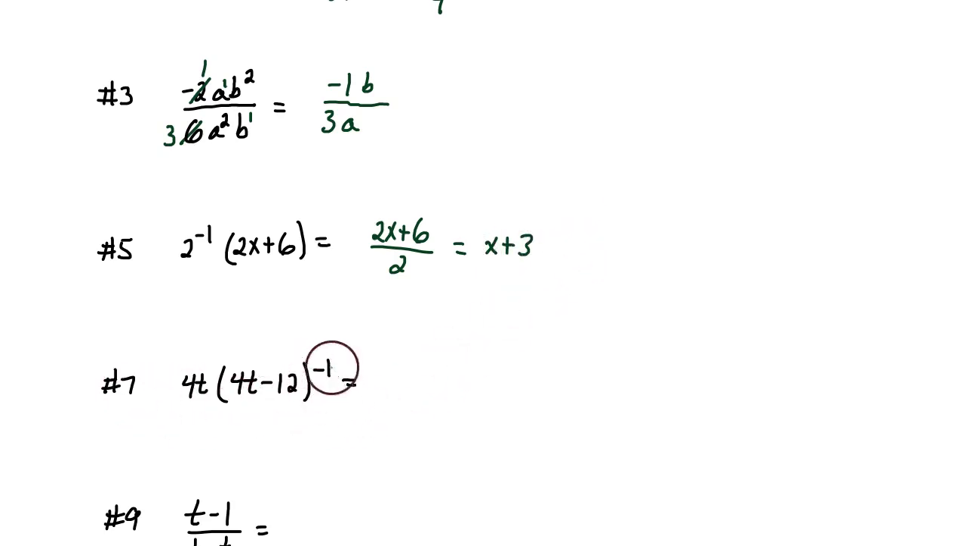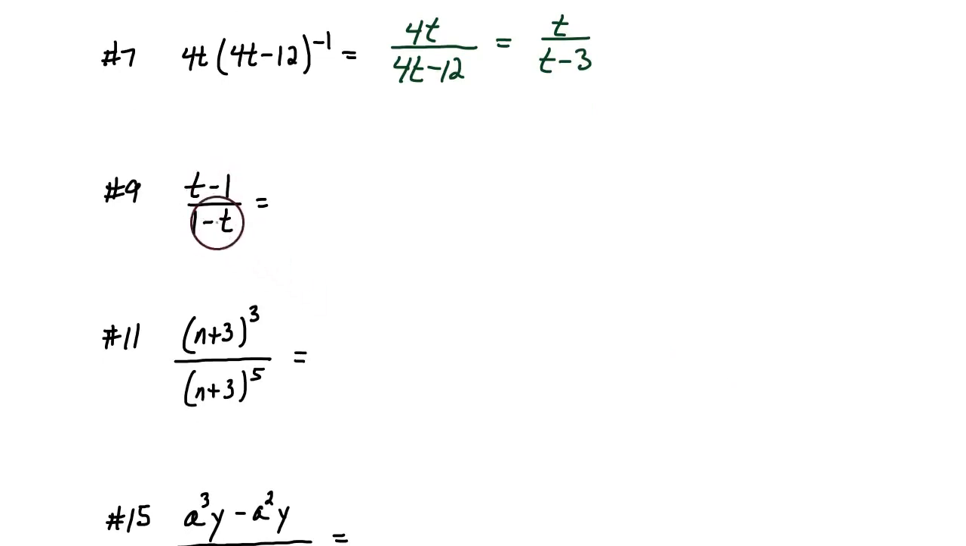Number 7, the part that has the negative exponent can be moved down into the bottom of the fraction. And we're left with 4t over 4t minus 12. Observe that all of the terms can be divided by 4 to reduce them. So 4t divided by 4 is t, 4t divided by 4 is t, and 12 divided by 4 is a 3.